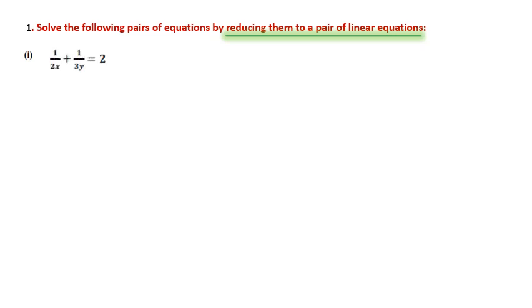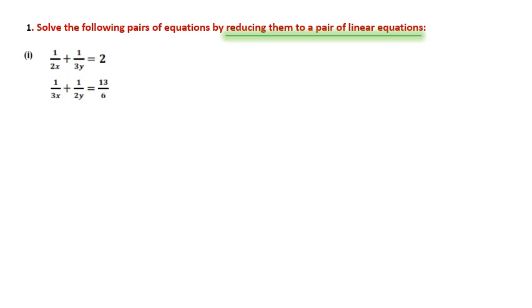The first question is, there are two equations. The first one is 1 by 2x plus 1 by 3y equal to 2, and the second equation is 1 by 3x plus 1 by 2y is equal to 13 by 6. When you closely observe, these two equations are not in the linear equation format. Their variables are in the denominator. You see here x is in the denominator, here y is in the denominator, here also x is in the denominator, here also y is in the denominator. So this is not in the proper format.